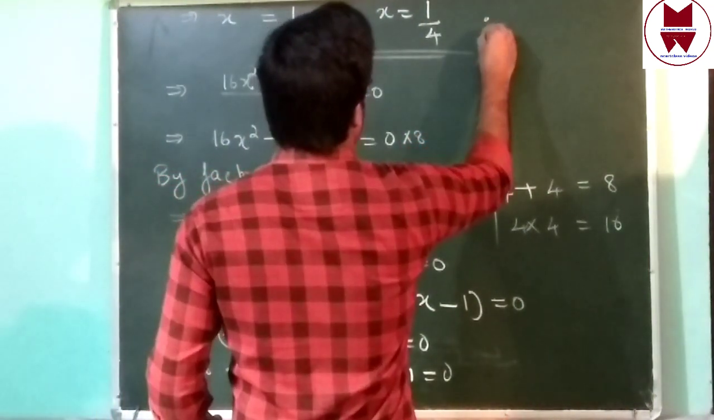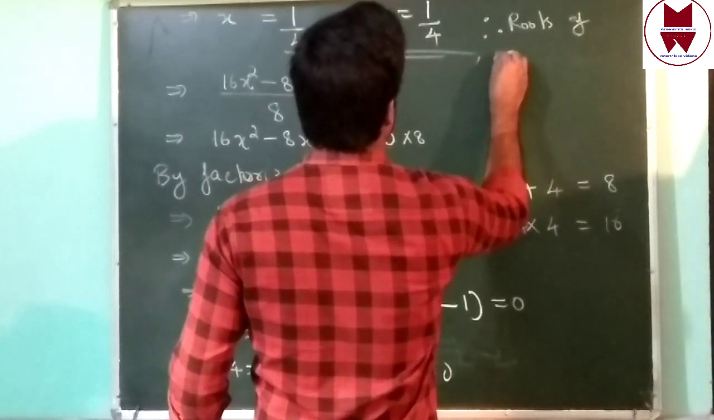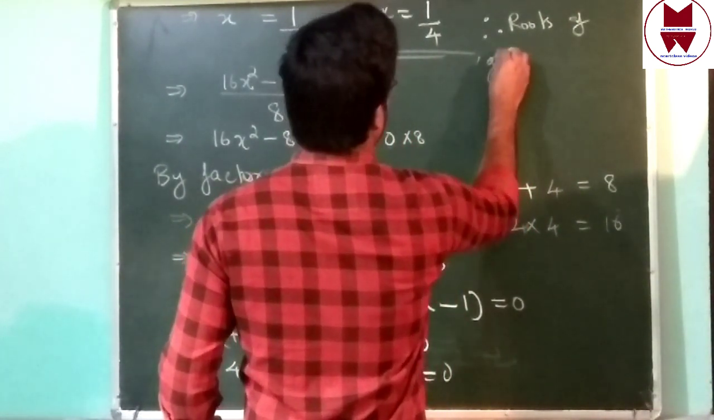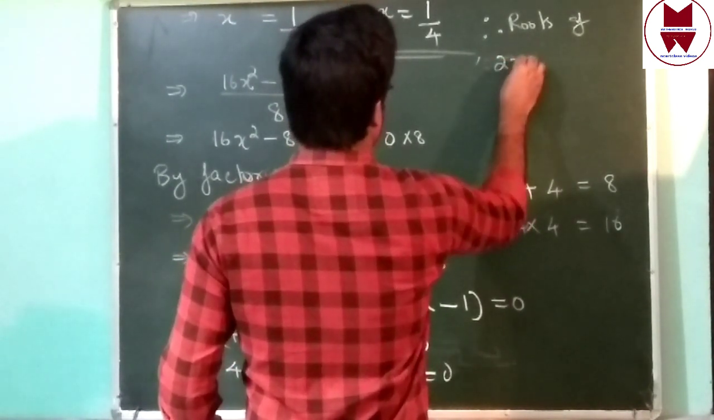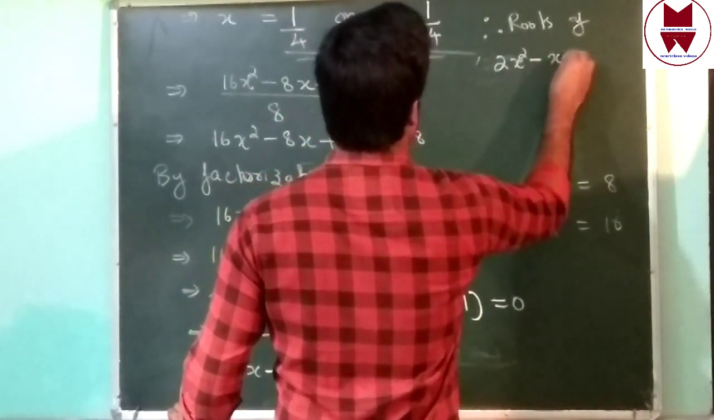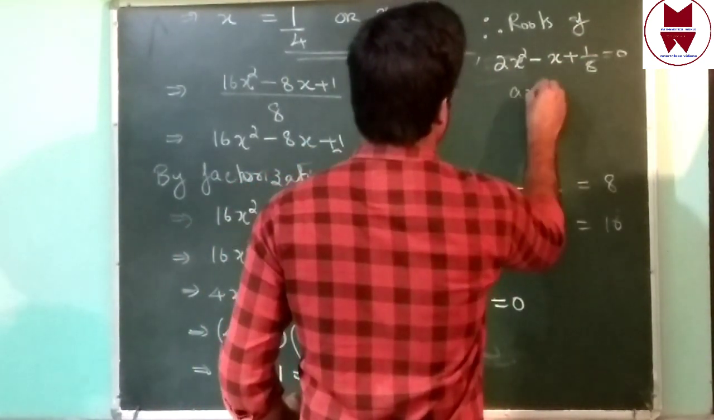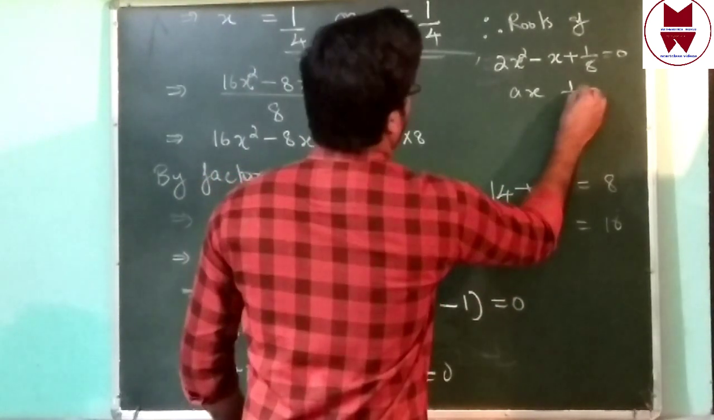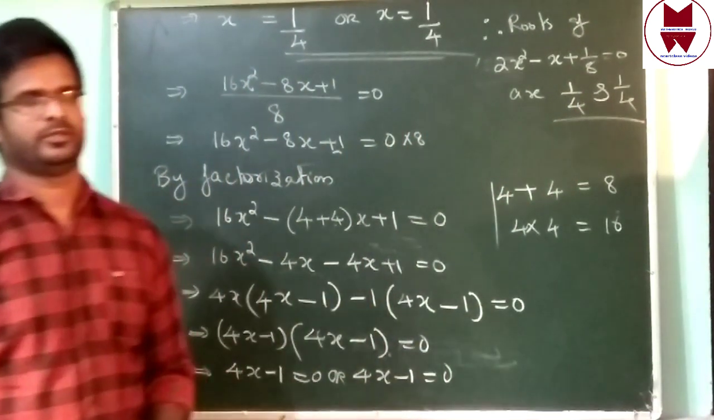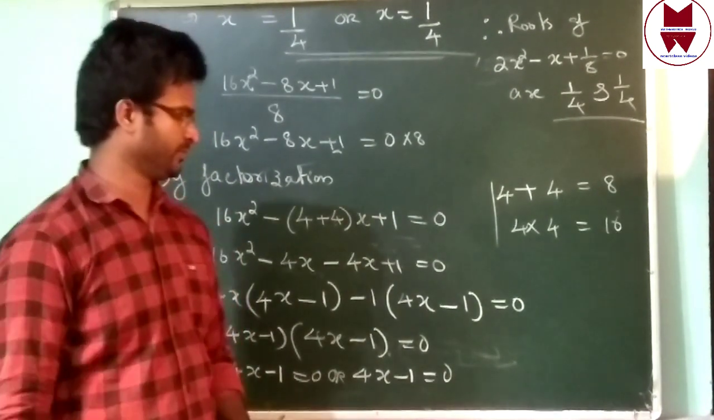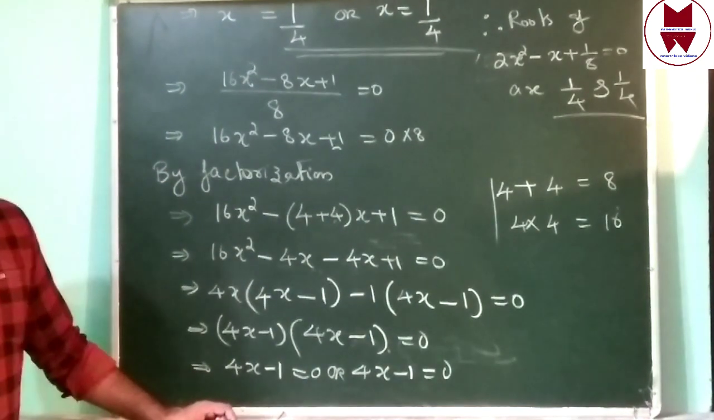We can write therefore roots of that equation. 2x square minus x plus 1 by 8 equals 0, or 1 by 4 and again 1 by 4. Always we will get two roots, maybe equal, otherwise different. Just pause the video, write down in your notebook.